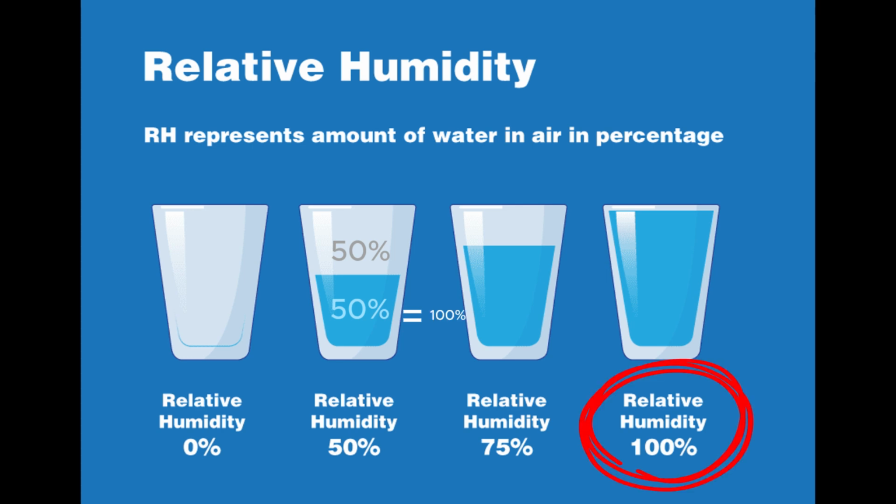So the fourth glass right here, that fourth glass has 100% water content in it. So that air within that fourth glass is considered saturated. But then when you have the first glass, which has no water in it, that means that it's completely dry. There's no water vapor in the air, and it would just be extremely dry.